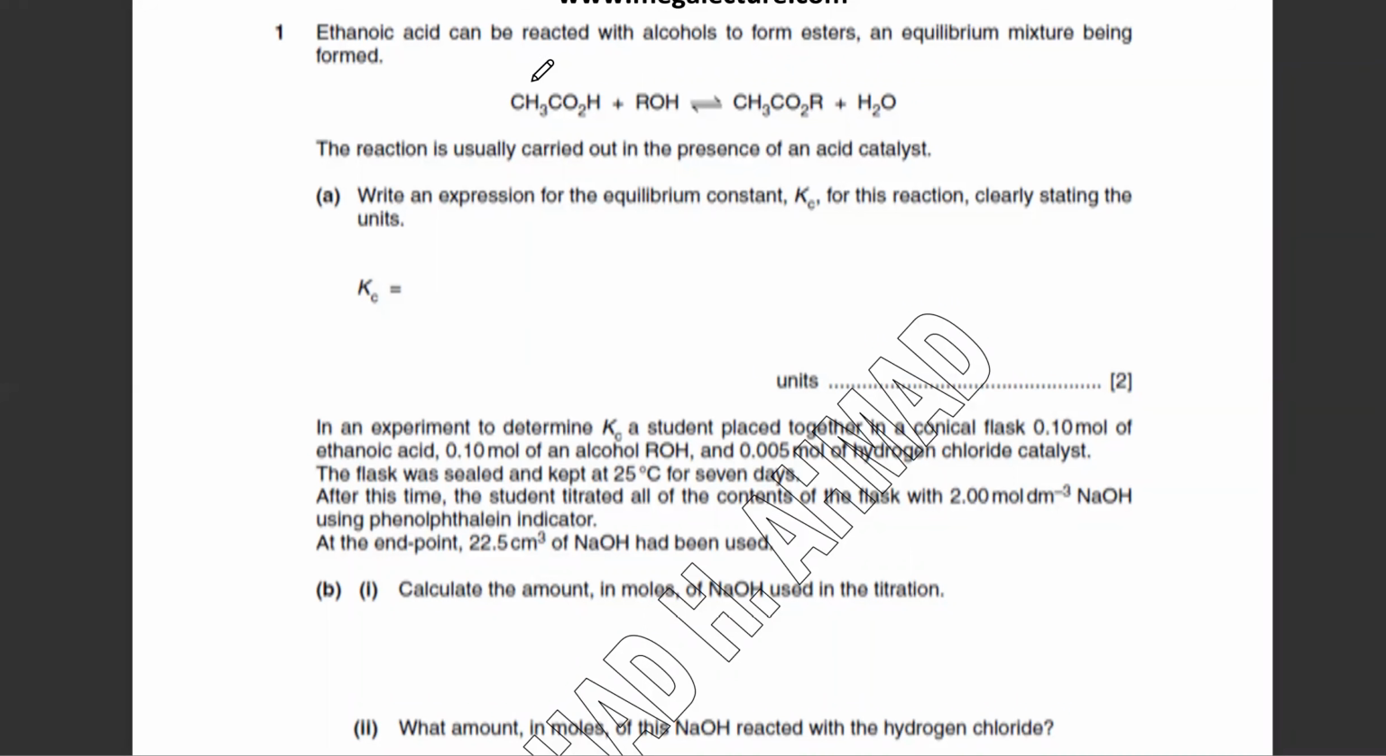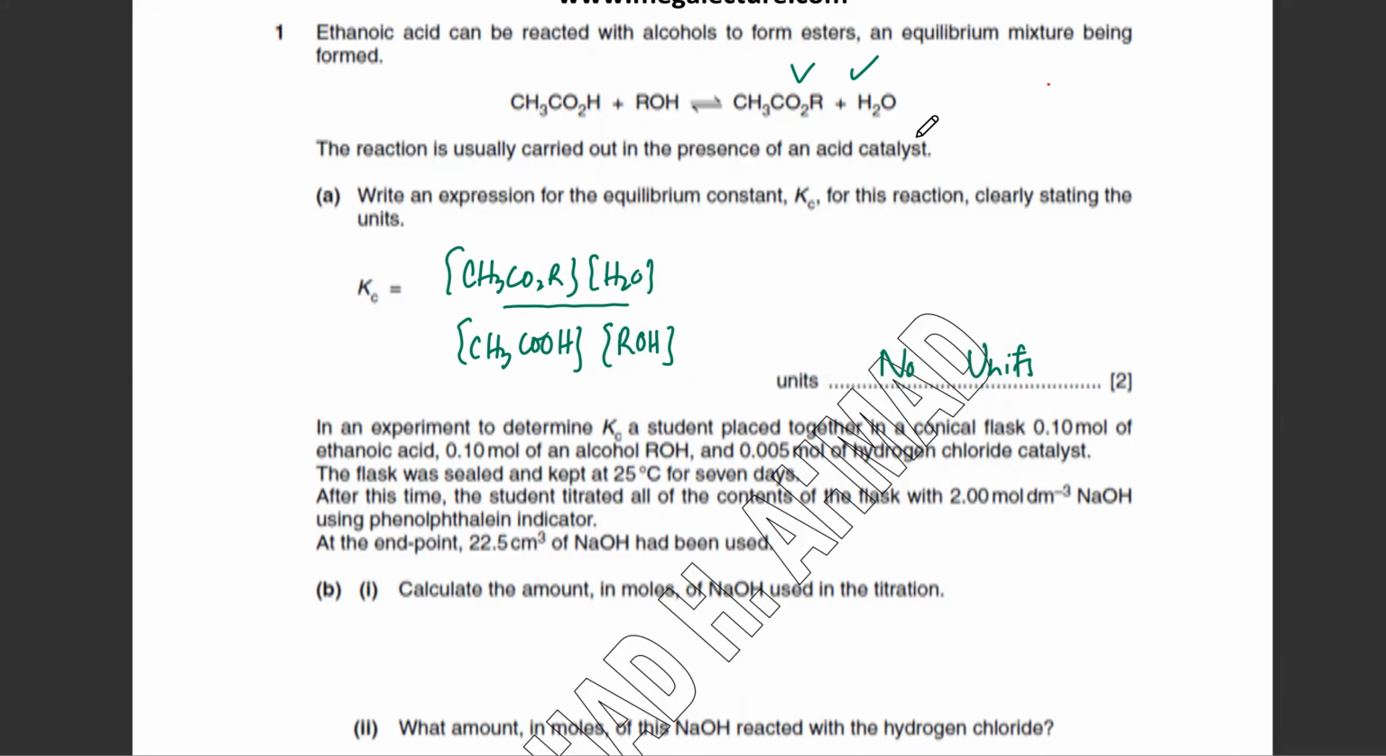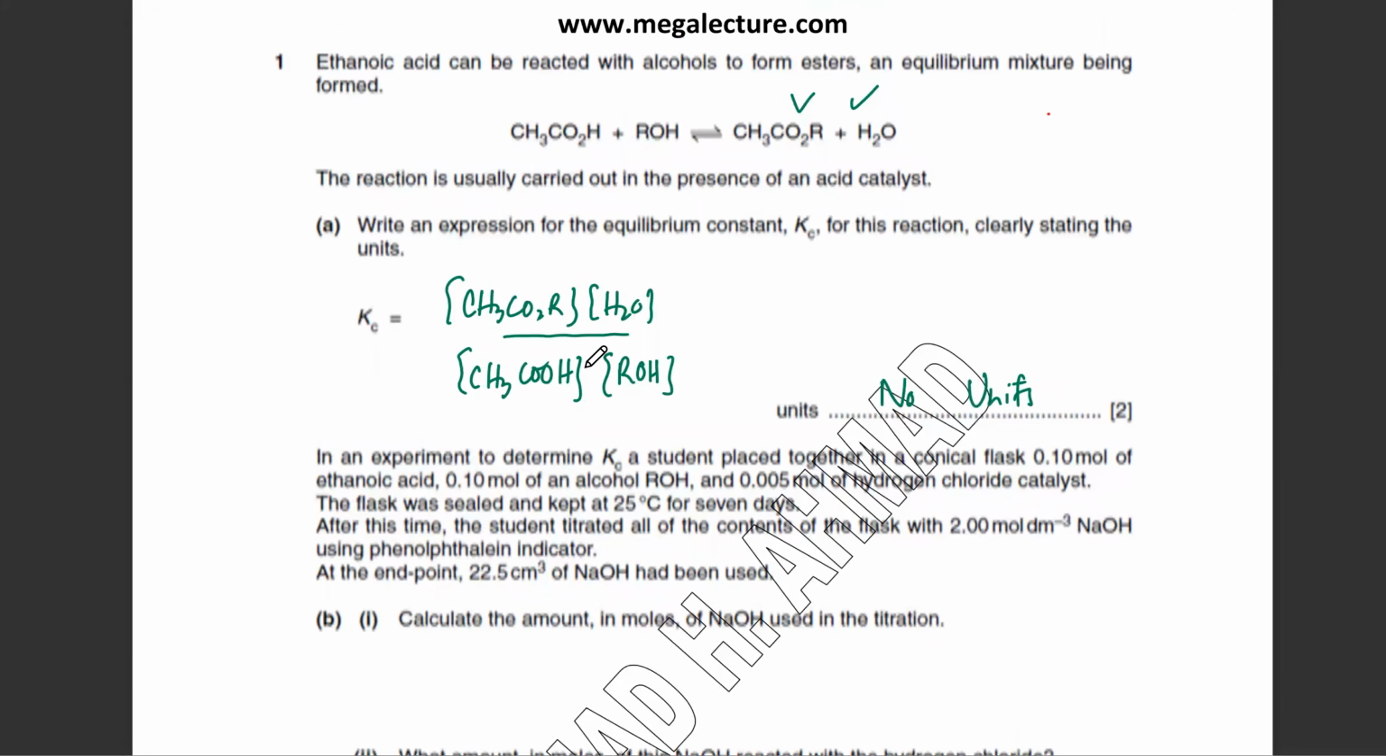So again, you have an alcohol reacting with a carboxylic acid forming an ester and a water molecule, and it's asking for the expression. So it's product concentration, which in this case is CH3CO2R, so these are your two products, into water concentration. And you're going to divide that by the reactant, an alcohol concentration. That's what your Kc is, and it's not going to have any units, because they get cancelled out. So that's your expression.